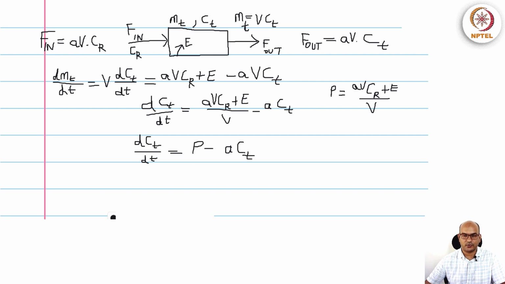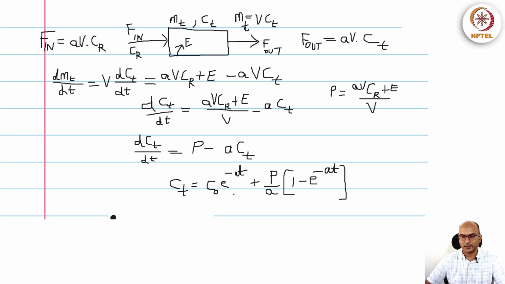So the solution to this equation would be C at t is equal to C0 e to the power minus At plus P by A times (1 minus e to the power minus At). This is very similar.